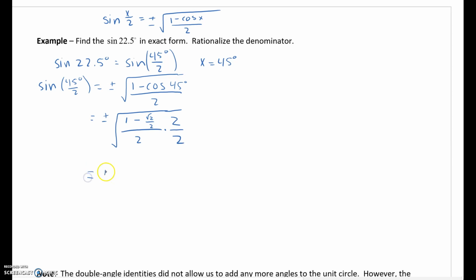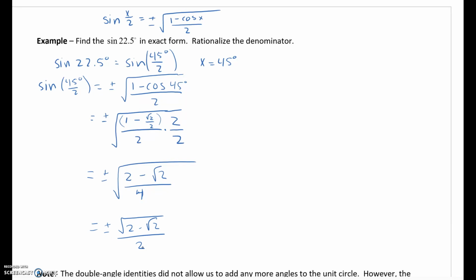And that's going to give us plus or minus the square root of, we have to distribute this in, 2 times 1, which is 2, minus 2 times root 2 over 2, which is root 2, all over 4. And that worked out nicely for us because now 4 is a perfect square and we can take that out and then our denominator is rationalized. So you get plus or minus the square root of 2 minus root 2 all over 2. And we have this nested root, this root inside a root, which is fine.